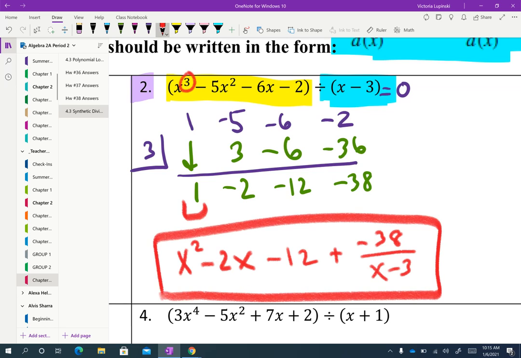Also remember from yesterday that instead of doing plus a negative, you could also just take the minus and put it out front and then do 38 over x minus 3. Both of those are perfectly acceptable.